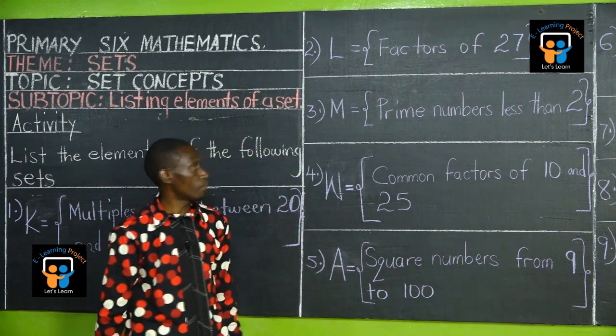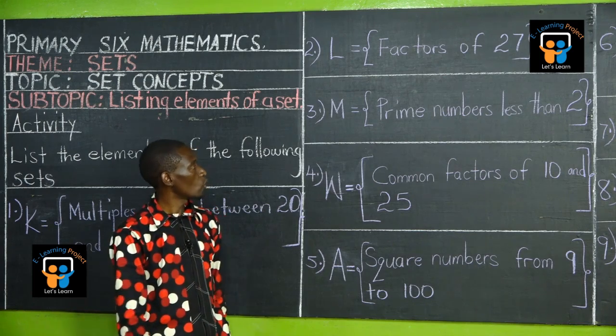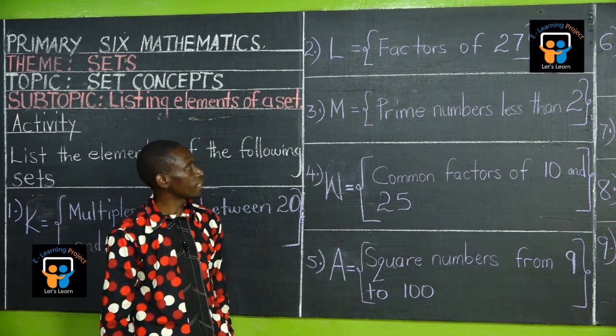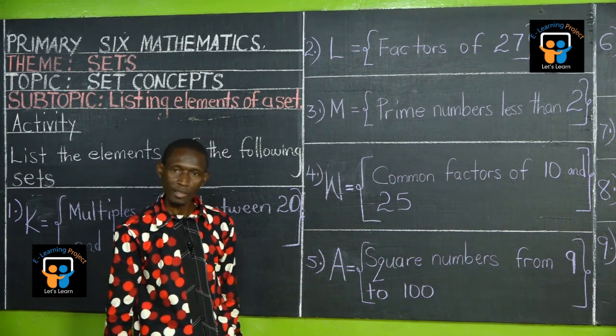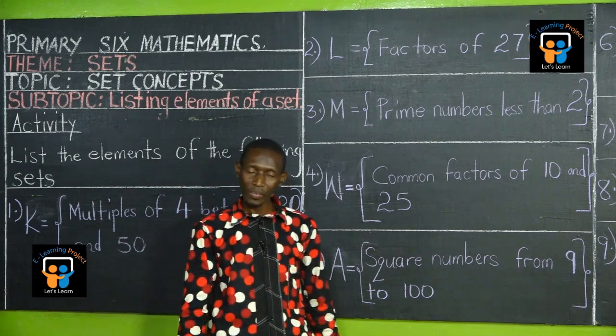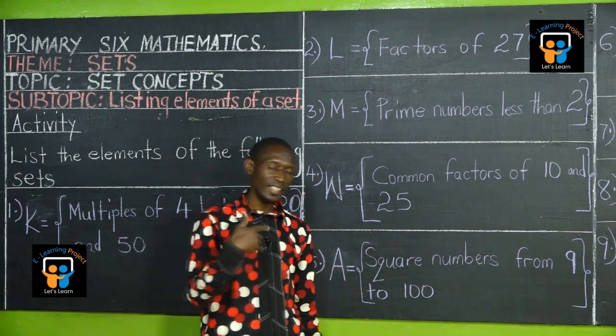You come to number 3, saying set M equals prime numbers less than 2. Remember, 2 is the first prime number, and now they are telling you less than 2. Which set is that? Think.